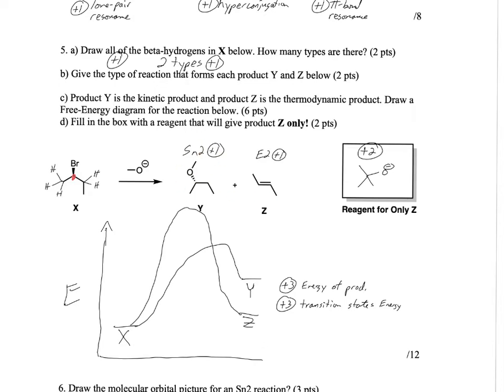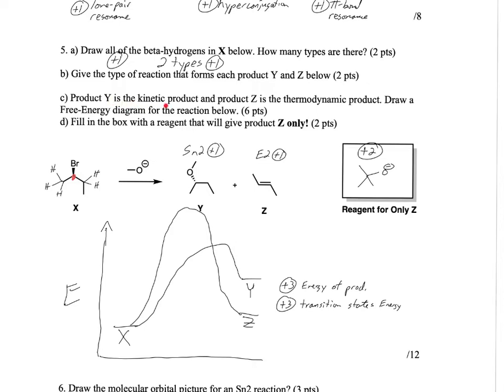This is a substitution. I know that because I'm substituting the bromine for something else. Also, I see inversion, right? Wedge to hatch. That tells me SN2. This is an elimination product. I already said it was reactive, so it can't be E1, so it must be an E2 product. So that's how I knew that.